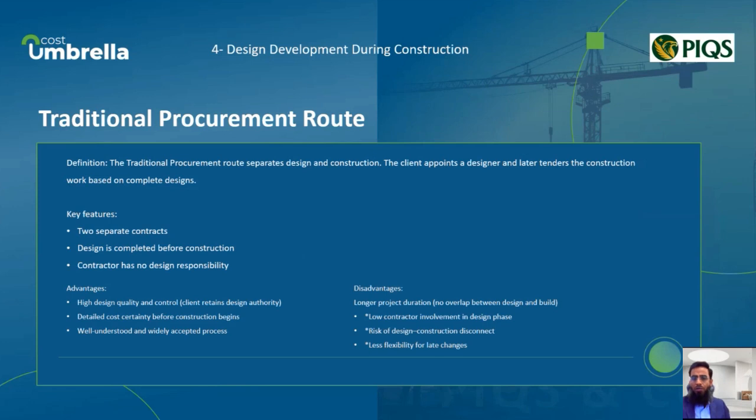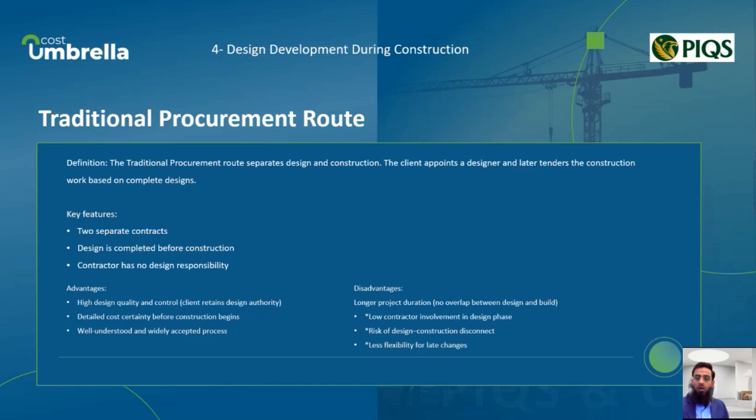So let's have a look at the traditional procurement route, which is the most established approach in construction procurement. In this route, design and construction are kept separate. First, the client appoints a designer to prepare a complete design. Only after the design is finalized does the client appoint a contractor to carry out the construction. This means there are two distinct contracts, one for design and one for build.